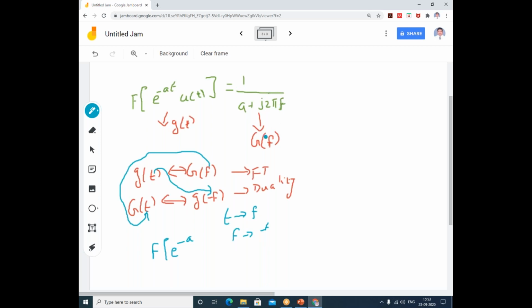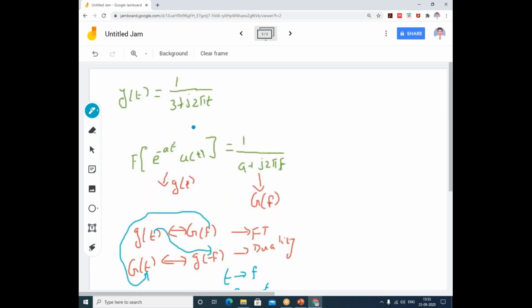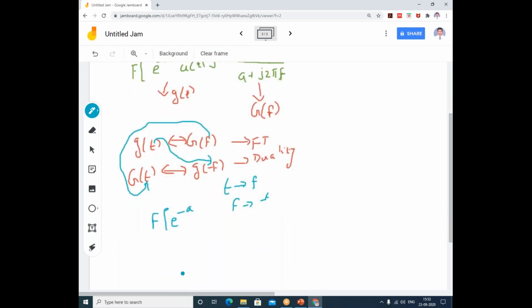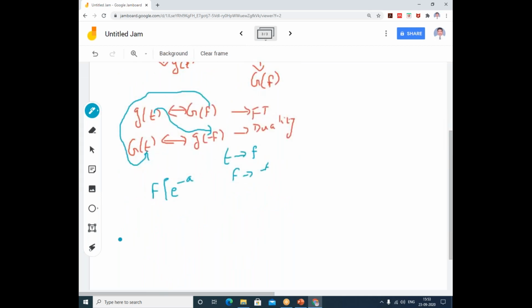But when you write it like this, please observe. Here you need to replace t with f. It's no problem. Now f with minus t. Now when you replace f with minus t, the formula which I have written here is not satisfying that. So what do I have to do? I have another formula for the Fourier transform.